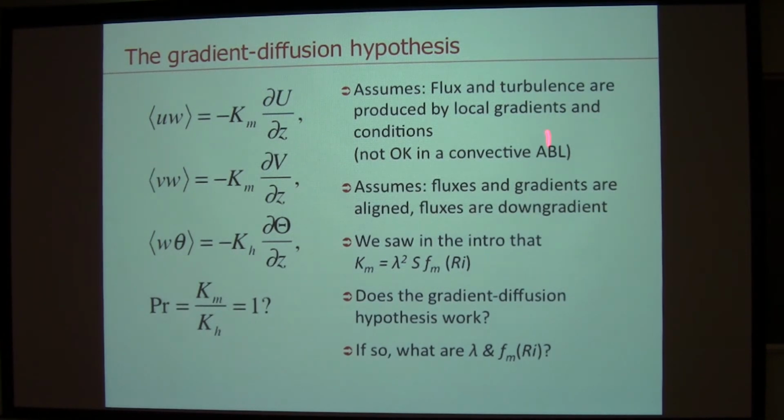Again, if these assumptions are satisfied, then a model of this sort, which relies on this eddy diffusion hypothesis, should work. So if that should work, the question becomes, what are the values of the K's? So what are the diffusivities? What is the value of my mixing length? How does it depend on Richardson number, etc.? So I'm going to see if the gradient diffusion works.